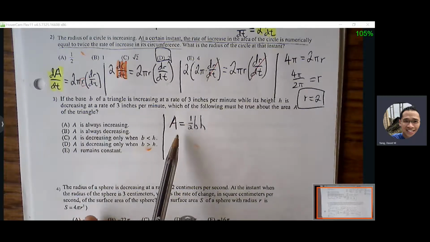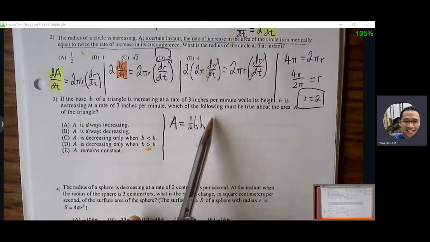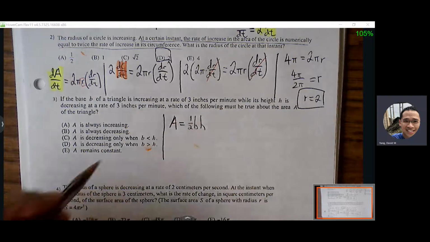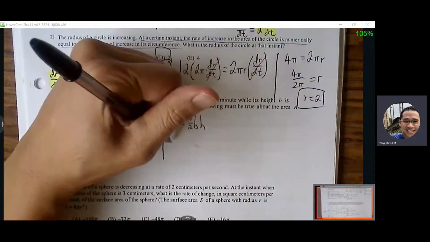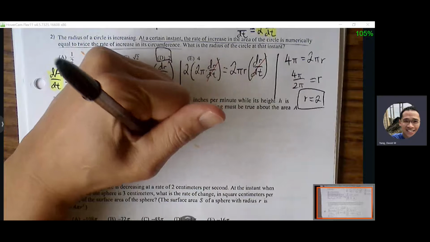So we have to deal with dA/dt, db/dt, dh/dt. We're going to have to find the derivative. Time is going to be our independent variable. Related rates going on here. So let's go ahead and see if we can find the derivative so we have something to build off of. A becomes dA/dt.